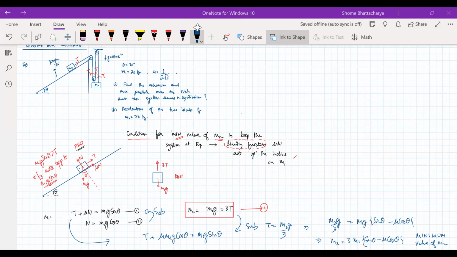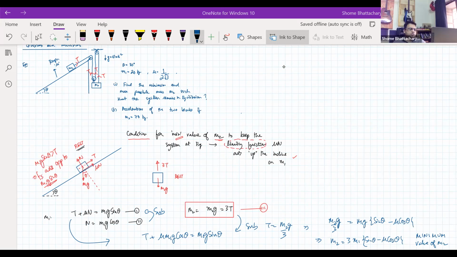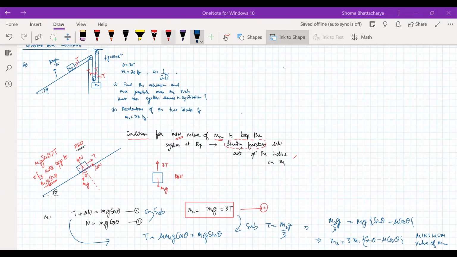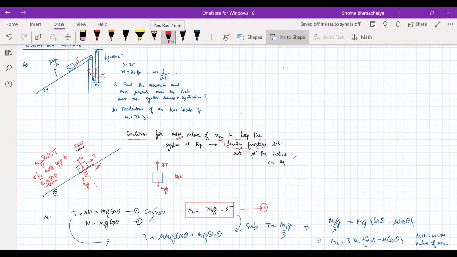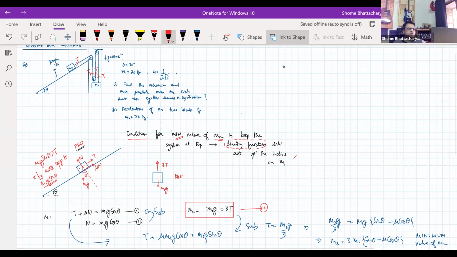Sir, the minimum value comes to 0, no? 0 if you have taken mu as 1 by root 3. You've done that? Yes, sir. Yeah, it is correct. I was getting that only, but I thought it was wrong, so I cancelled it. No, it's not wrong. For mu equal to 1 by root 3, the correct answer is actually 0.